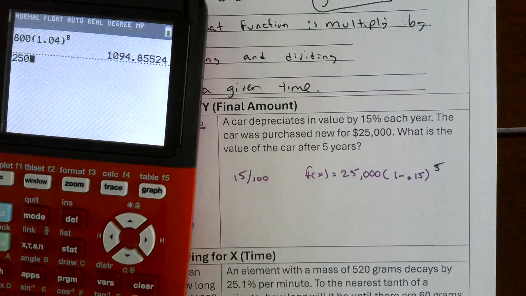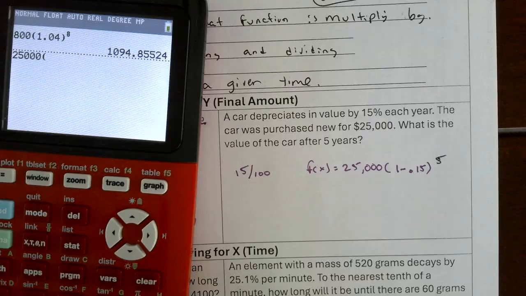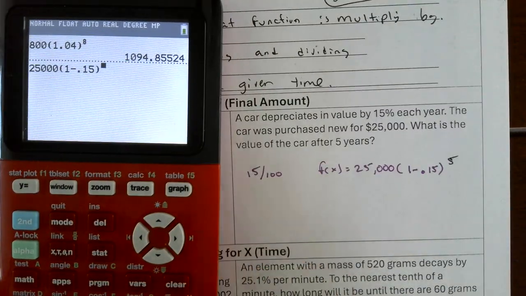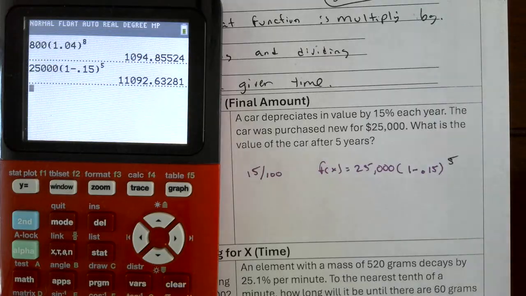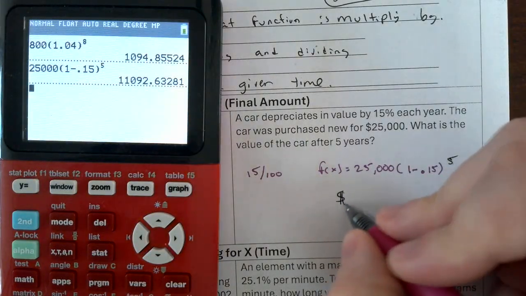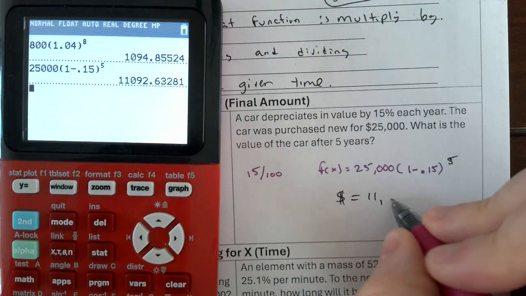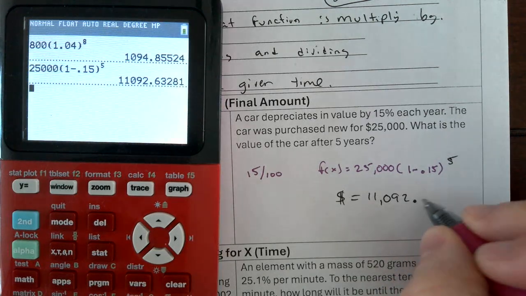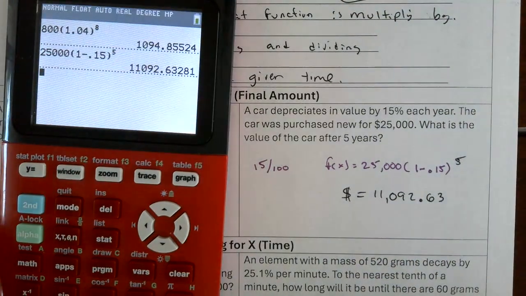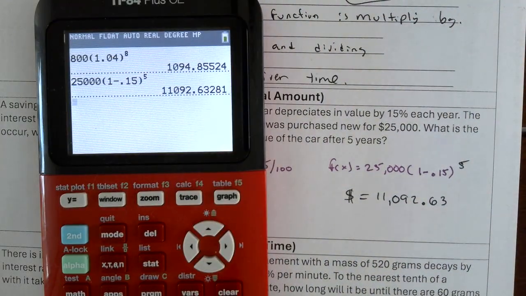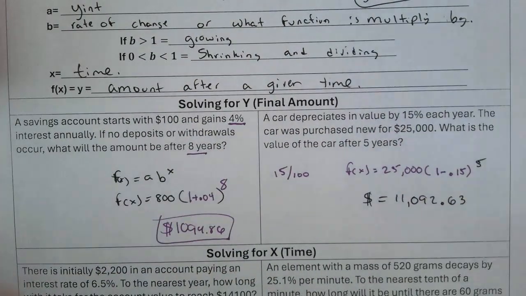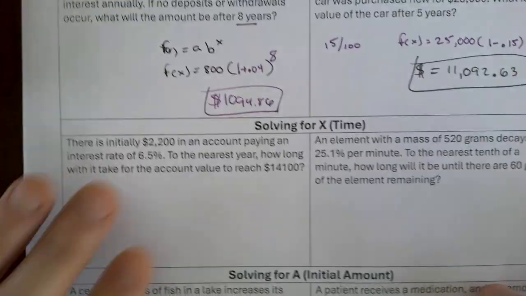Type it in, 25,000 times 1 minus 0.15, raised to the 5th power, and oh my goodness, that car's value after 5 years is only $11,092.63. So it has lost almost half, no, more than half of its value. That's terrible. Terrible, terrible. Okay.